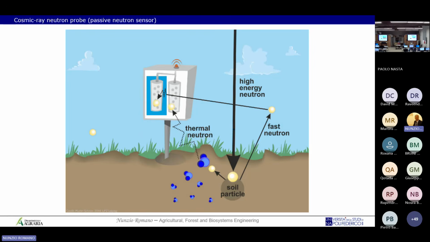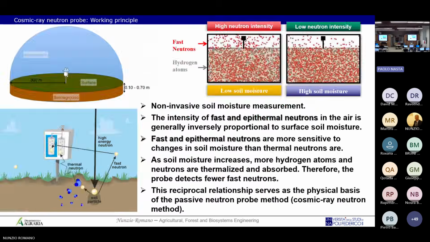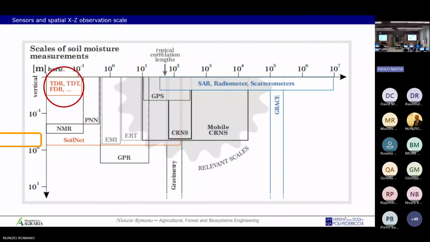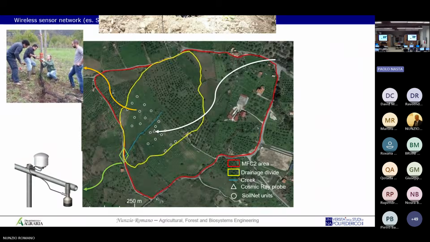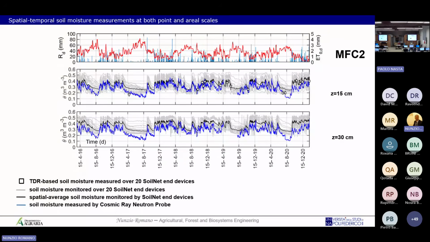Hope this is okay. And another question from Izari: what explains the breaks in the soil moisture measurements of the cosmic ray neutron probes between 15 April 2009 and 15 August 2009? Oh, Paolo, this is up to you.